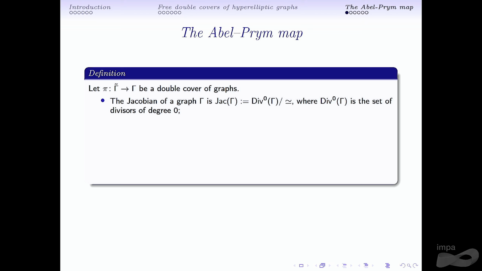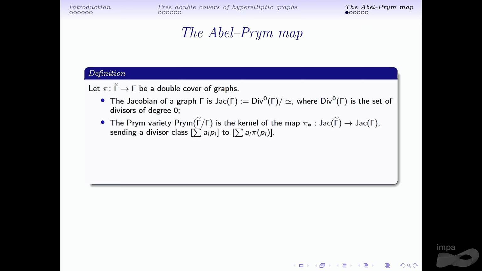And now I will talk about the Abel-Prym map and the degree of this map, and I will introduce these objects, but I don't have time to explain. So the Jacobian of the graph is the set of divisors modulo linear equivalence of divisors. You can think of it as Dhar's burning algorithm and chip firing on the divisors.